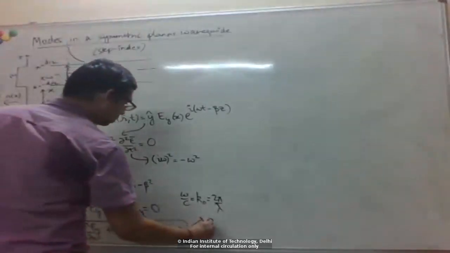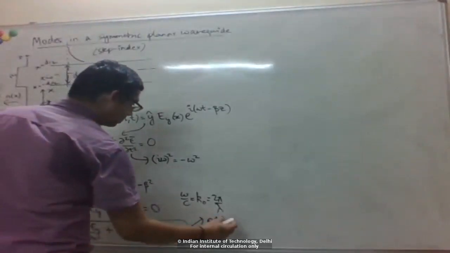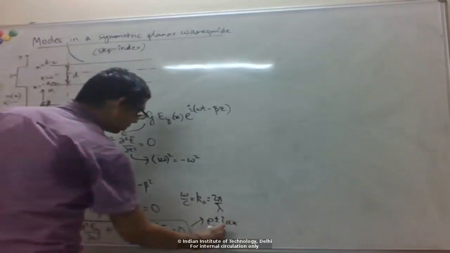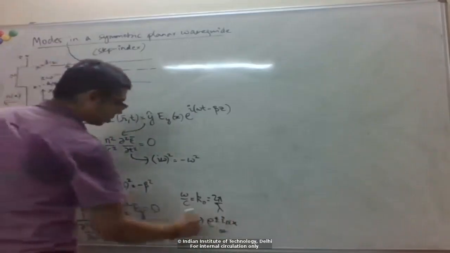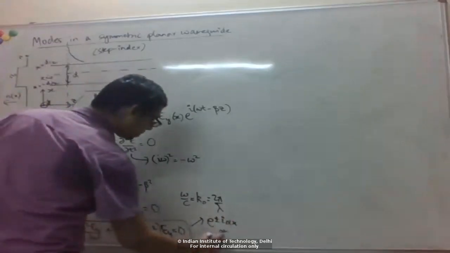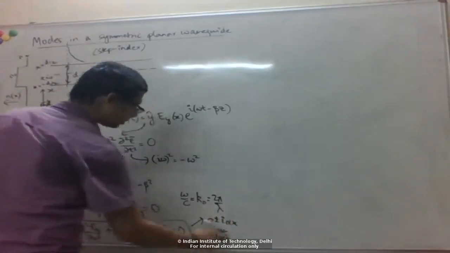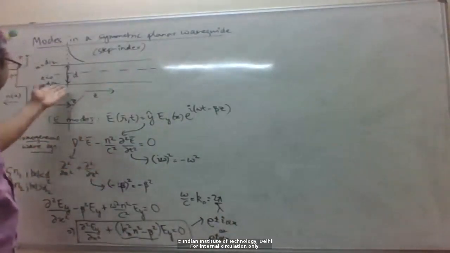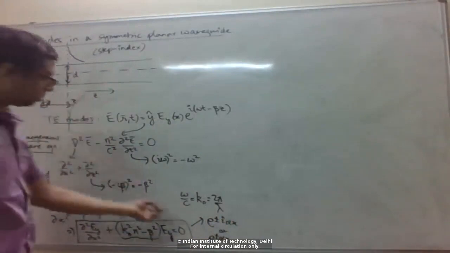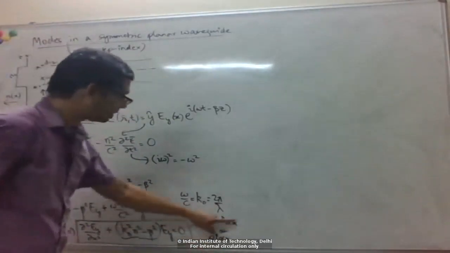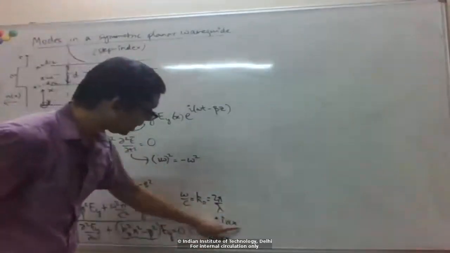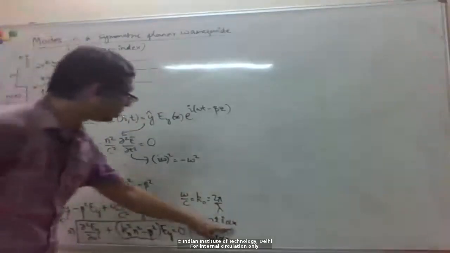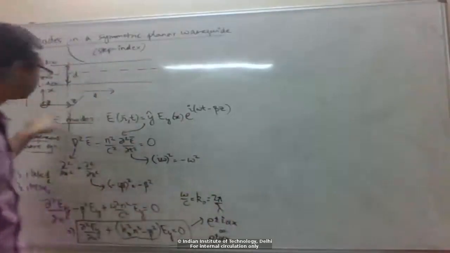So the solutions are either like e to the i alpha x, plus minus, if this constant is positive. If this constant is negative, then the solution is something like e to the plus minus alpha x. So if it's in the cladding and it's a solution like the first, then we know that this is a sinusoidally varying quantity, which as x goes to infinity is still finite. It just keeps oscillating.